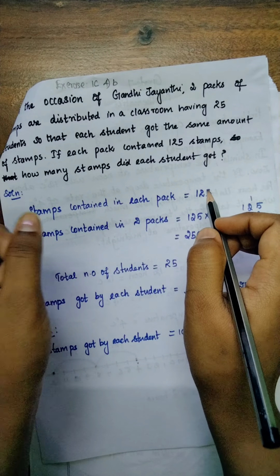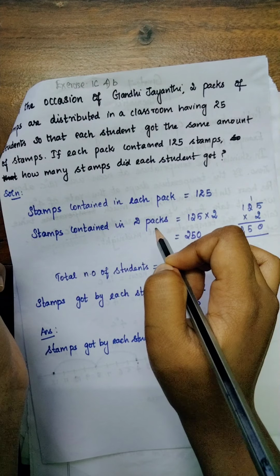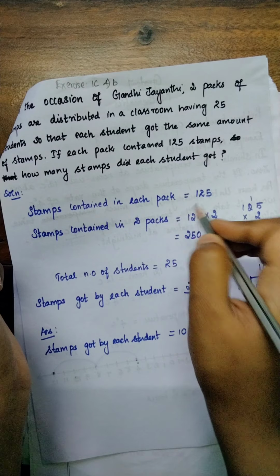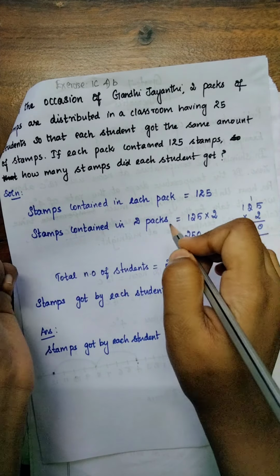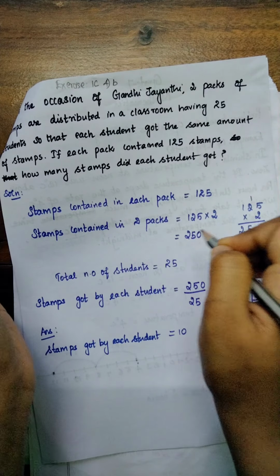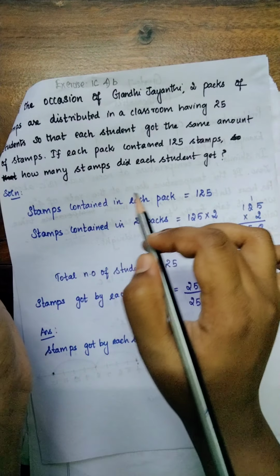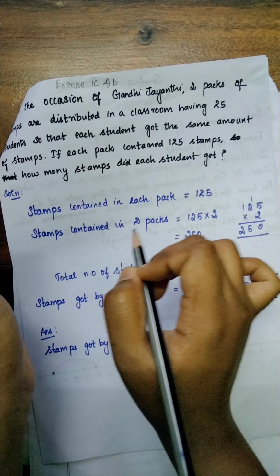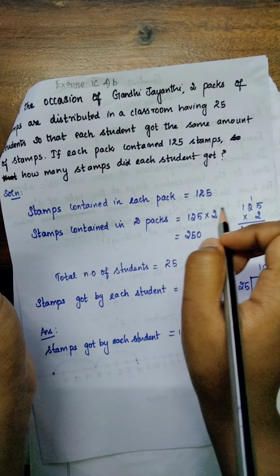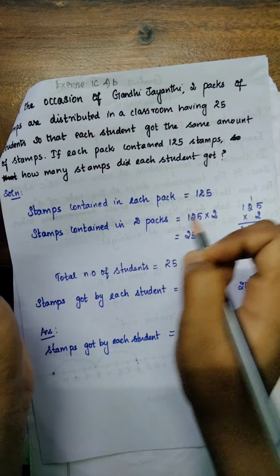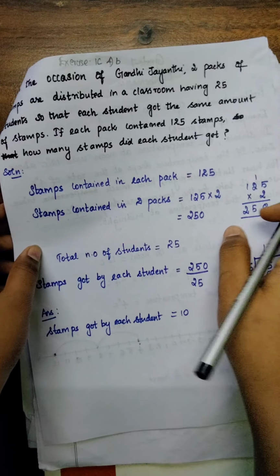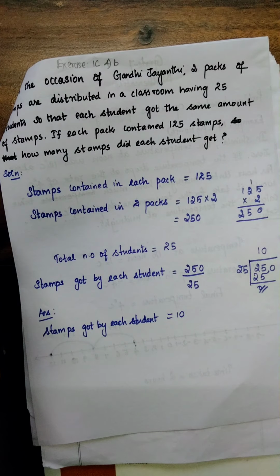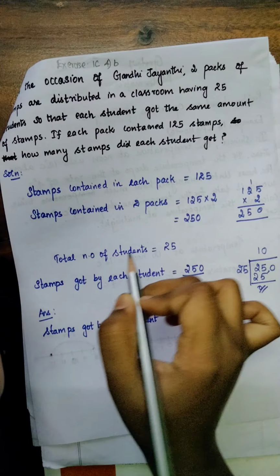For 2 packs, how will you find it? 2 packs is equal to 125 into 2, that is 250. So stamps contained in each pack is 125, and stamps contained in 2 packs is 125 into 2, which is 250. Next, total number of students. How many students are there? Total number of students is 25.